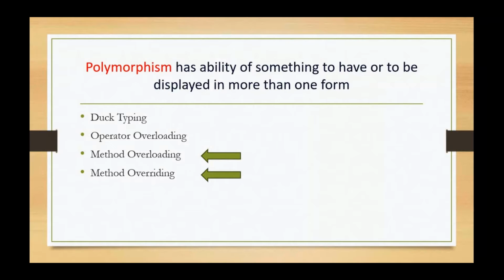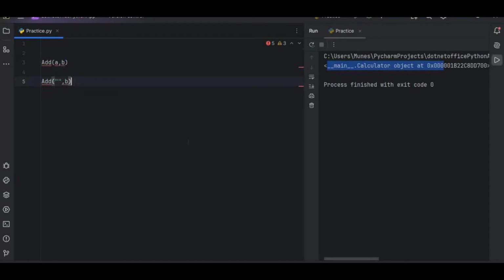And method overriding means we can have the same method name but in different classes, and those classes are connected with the help of inheritance. That we can do in Python. So first let's understand it. For example, here I am creating a class and I'm giving this class the name class A.